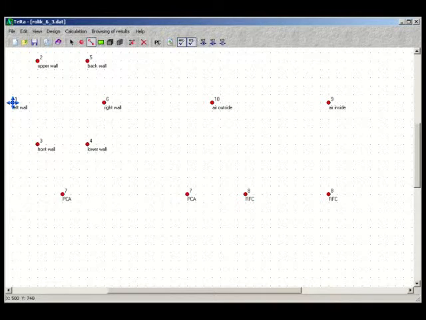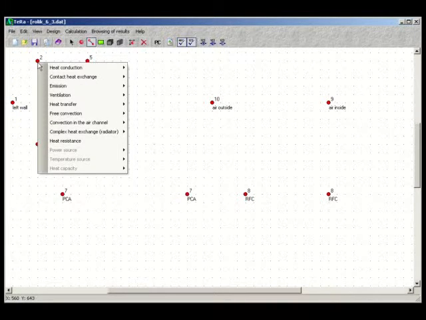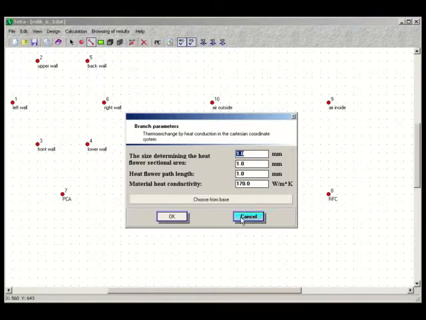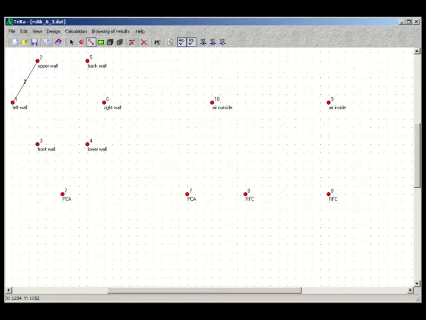Block 1 we connect with block 2 by the branch heat conduction in the Cartesian coordinate system. We shall enter the sizes determining the section area of the heat flow, that is the section area of the left wall. The size of the left wall is equal to 200 mm, thickness of the left wall 4 mm. The length of the heat flow path is defined as the distance between block 1, the middle of the left wall, and block 2, the middle of the top wall, and is equal to 275. Heat conductivity of the material is taken from the database for the aluminum alloy. Similarly, we connect all the rest walls of the case with each other.